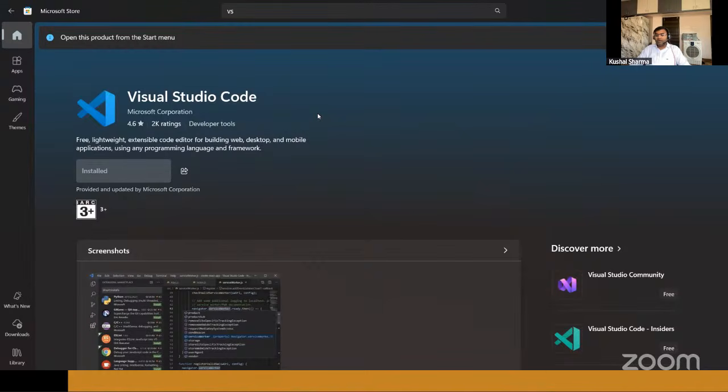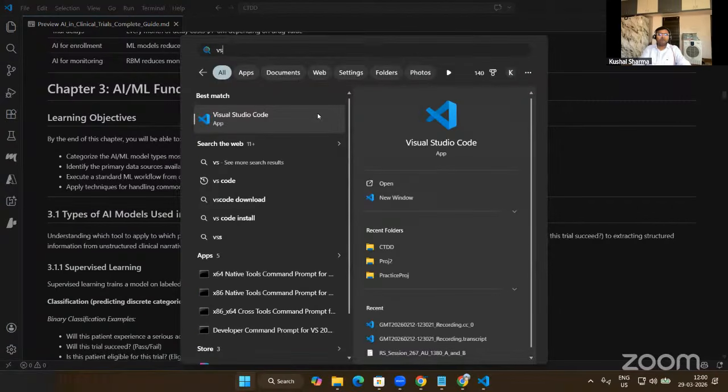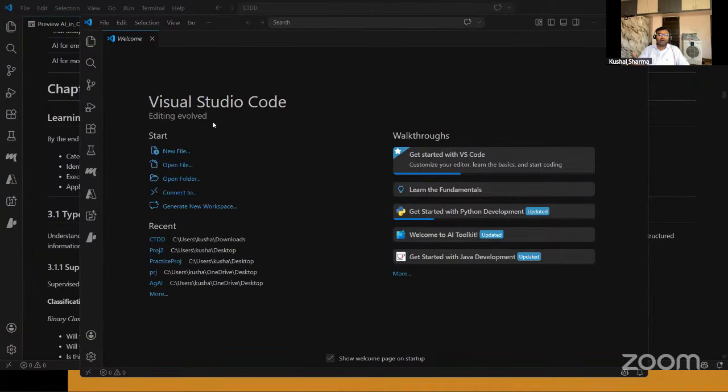The other option you have is to download it from the official website as well. So you have two options. It is a very simple IDE to use. Once you have done this, the next thing is you can open it. You can just type VS Code and click on it. It will get opened. I'm opening a second window of it, where I can walk you through.